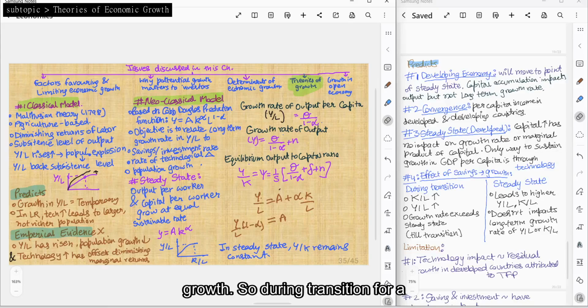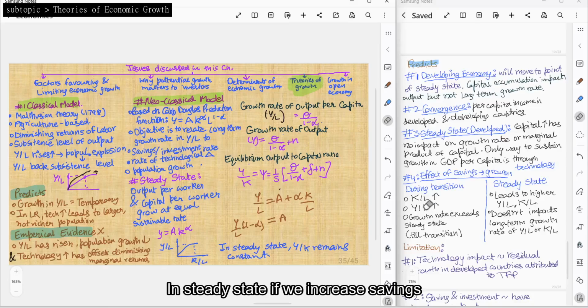So during transition for a developing country, if there is higher savings, then it will lead to higher investments. So higher investments mean we are increasing the capital. So the capital to labor ratio will go up, and as a result, the output to labor ratio will grow at a high rate. So this growth rate in GDP per person exceeds the growth rate which should be predicted by the steady state, but this happens only till transition.